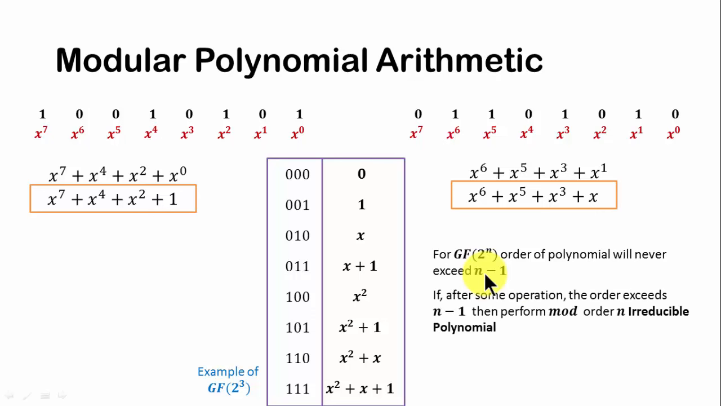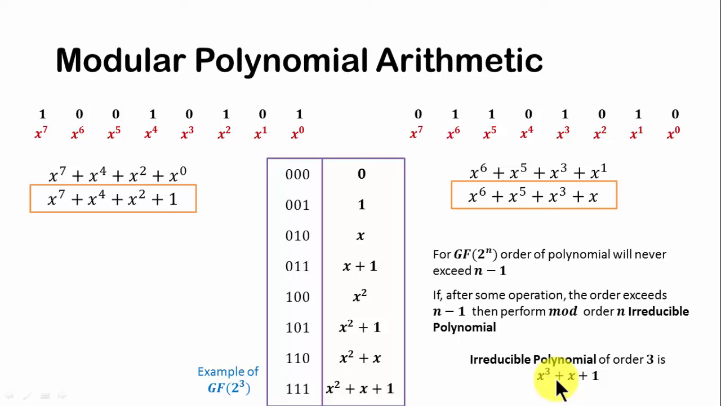In some cases, if you are multiplying two polynomials, there are chances that the power or the order of this x exceeds n minus 1, and if that is the case, then you have to perform the mod operation by an irreducible polynomial, right? And this irreducible polynomial has to have the highest order equal to n. In this example, it should be 3. So the irreducible polynomial for order 3 is x to the power 3 plus x plus 1.